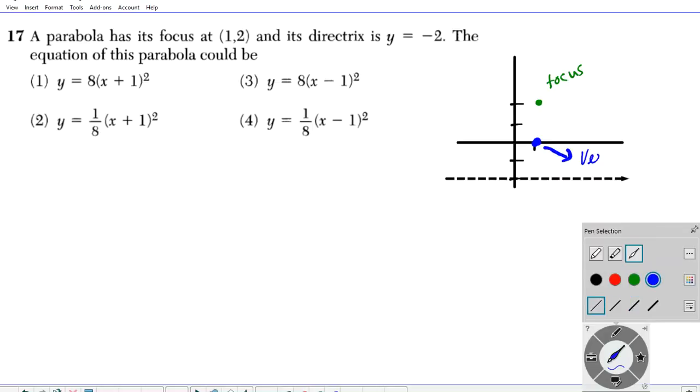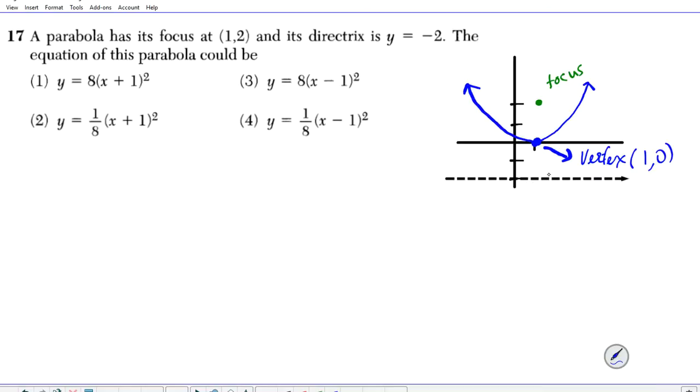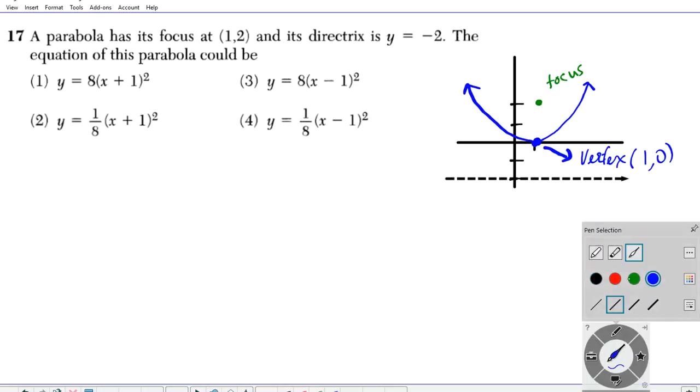All right, so we have the vertex there, and the coordinates are 1, 0. So let's sketch our parabola. It's not going to be perfect, so something like this, opening up. Now we want to write down the equation of the parabola. In order to do that, let's write down the formula first.